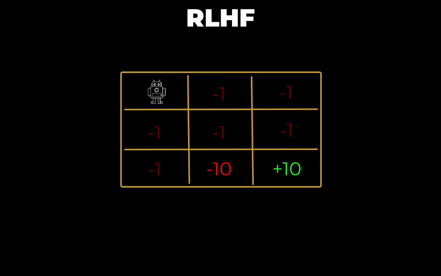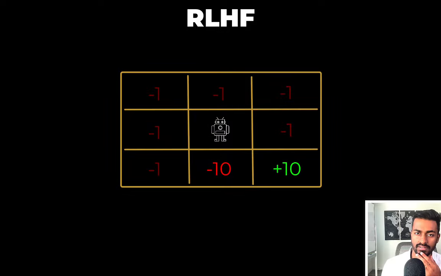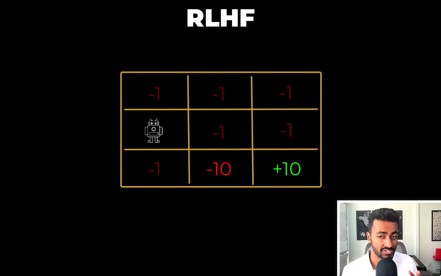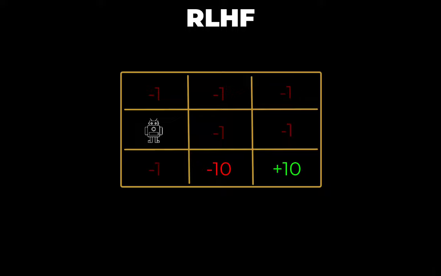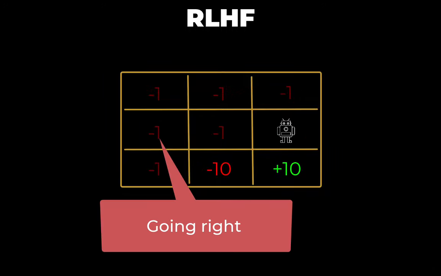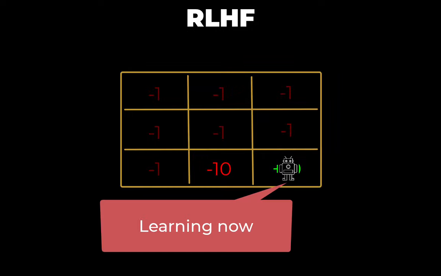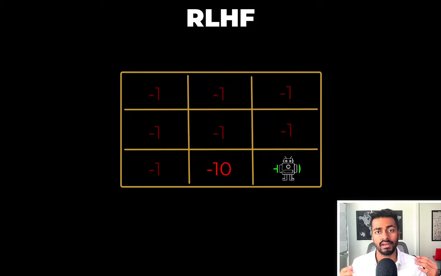Starting over. Let me go right. All right, Frank, so that's fine. Let me go down. Okay. Let me go left. I would prefer you actually go right here. Okay, going right. Let me go down. Good spot. Learning now. So in this situation, Frank was following an algorithm, but I was still nudging him in the direction that I thought was the correct direction.